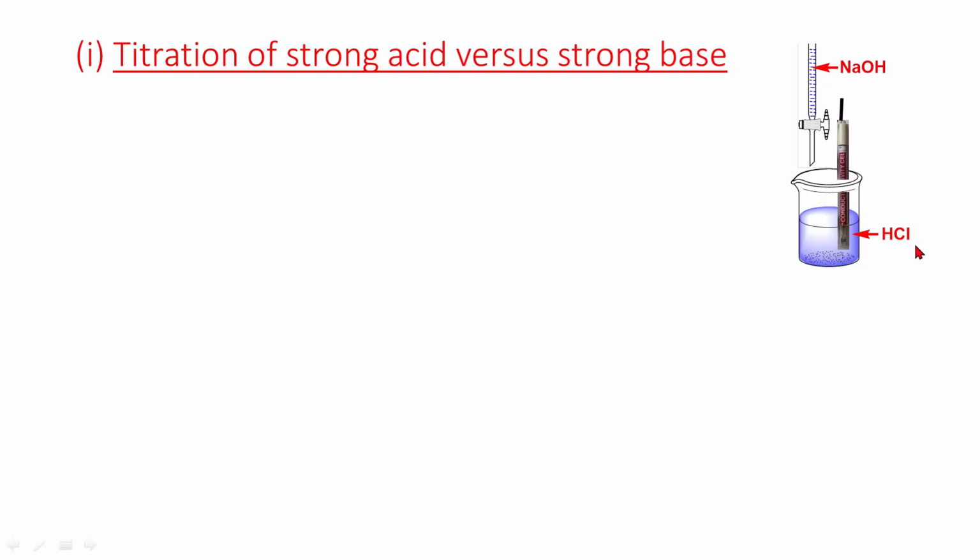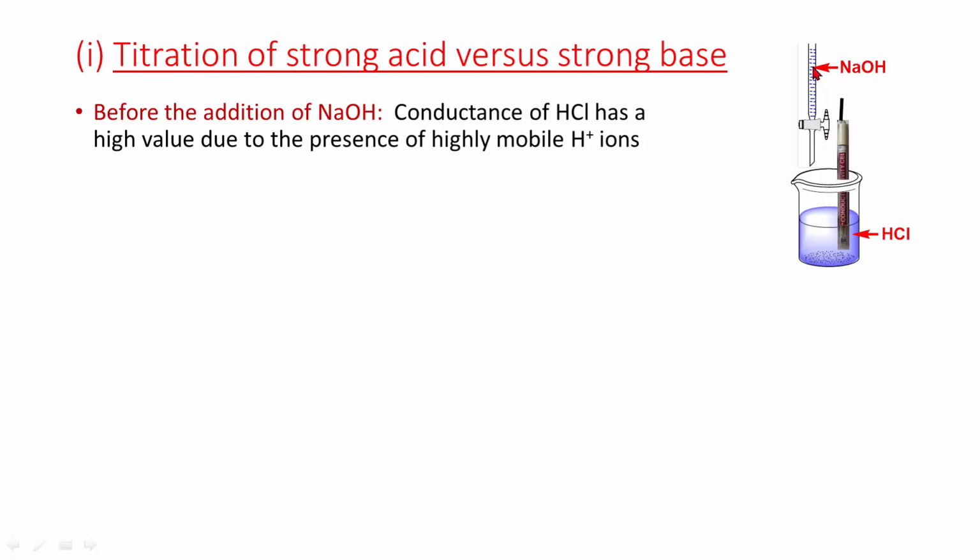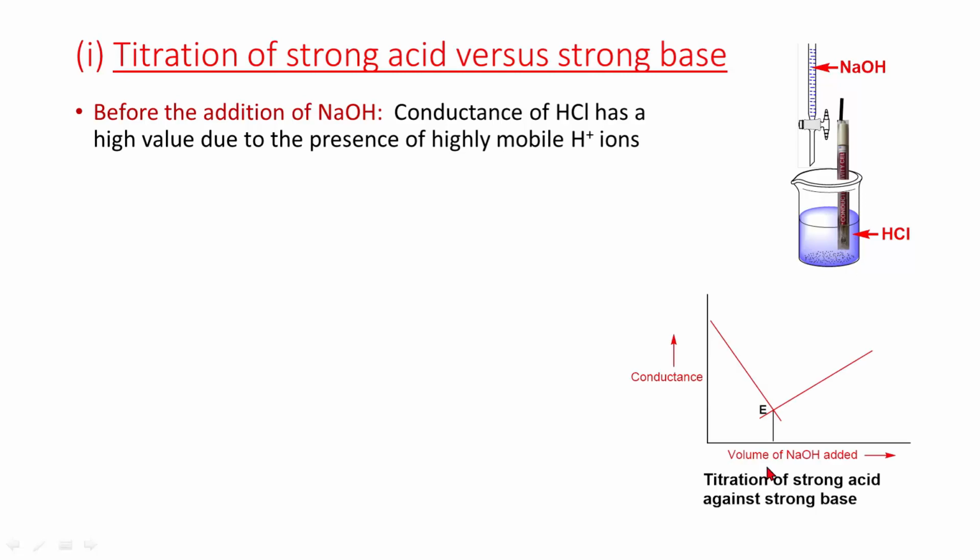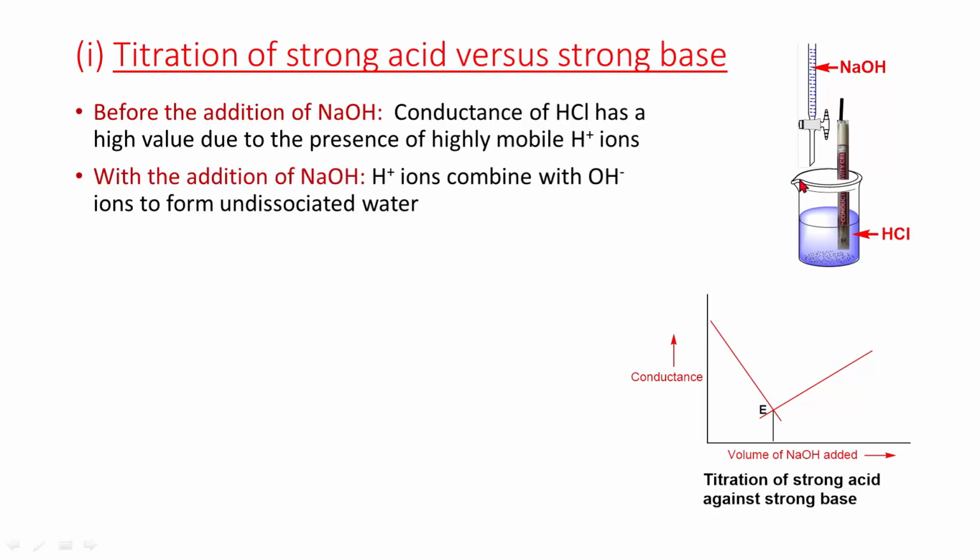Titration of strong acid versus strong base. Before the addition of sodium hydroxide, the conductance of HCl has a high value due to the presence of highly mobile H+ ions. If we plot volume of sodium hydroxide added versus conductance, this is the conductance before the addition of sodium hydroxide. With the addition of sodium hydroxide, H+ ions combine with OH- ions to give undissociated water molecules.